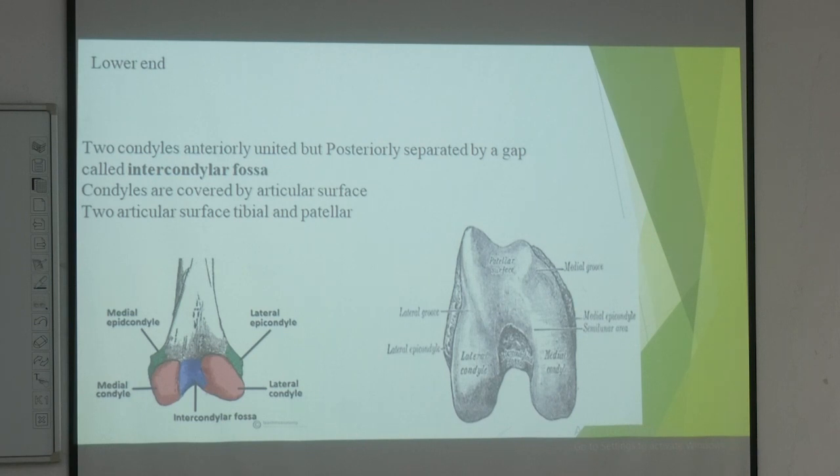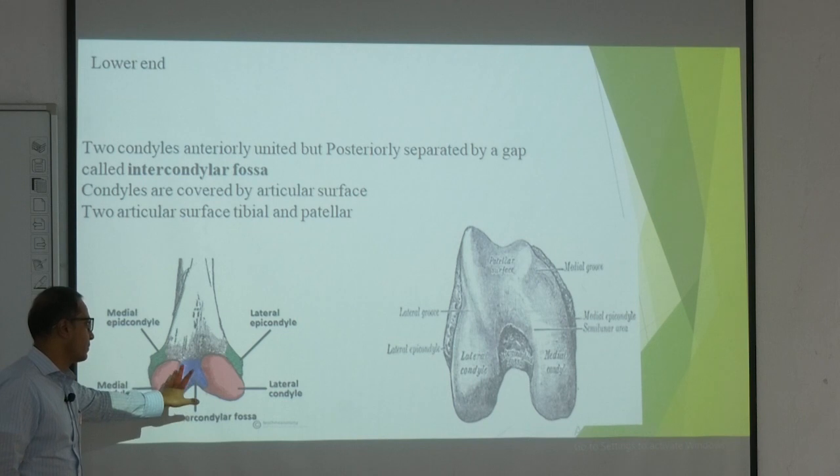If you look at the posterior side, between the condyles, we have a groove. We call it the intercondylar fossa. With the help of this fossa, we identify the anterior surface and the posterior surface of the bone. So the medial condyle, the lateral condyle, and in between them, on the posterior side, we have this space. We call it the intercondylar fossa.